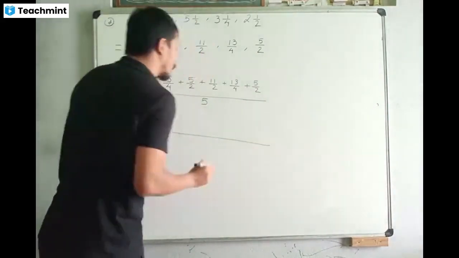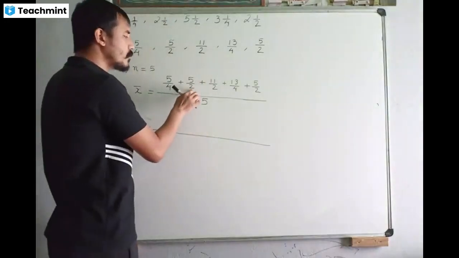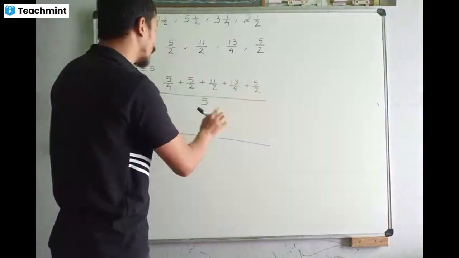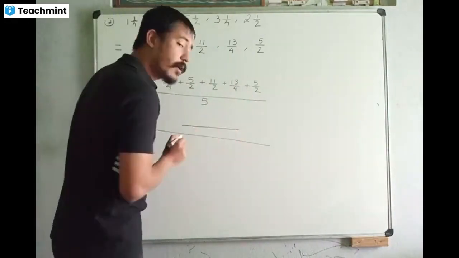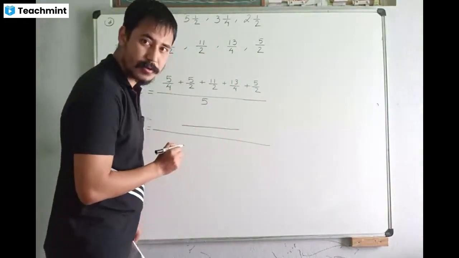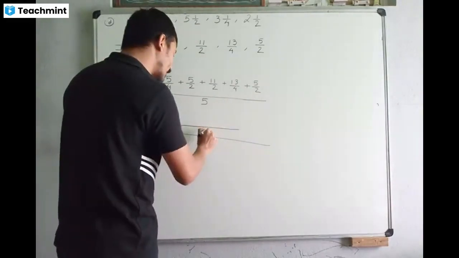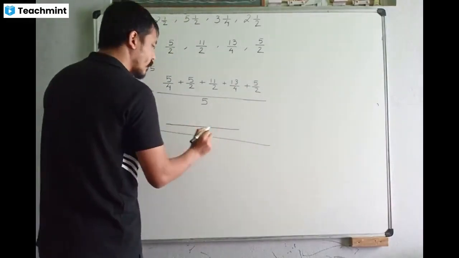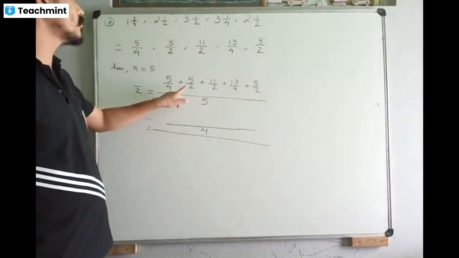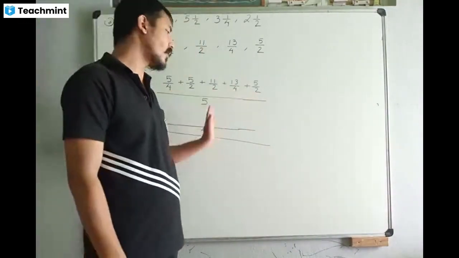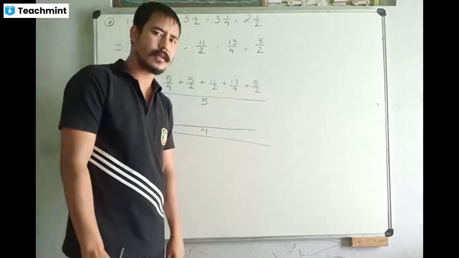Now, the LCM of 4, 2, 2, 4, and 2. The LCM of these numbers will be how much? 4. Are you sure? Okay, 4. So the LCM of 4, 2, 2, 4, and 2 is 4. LCM is the least common multiple.